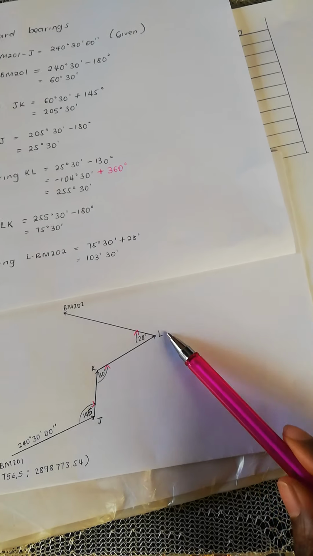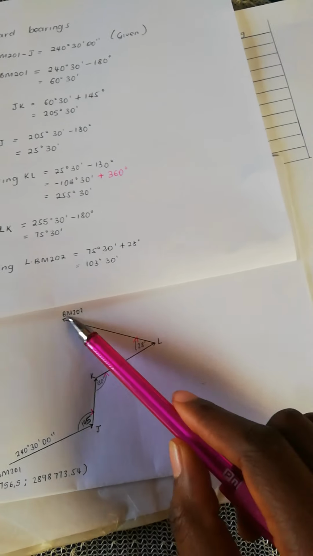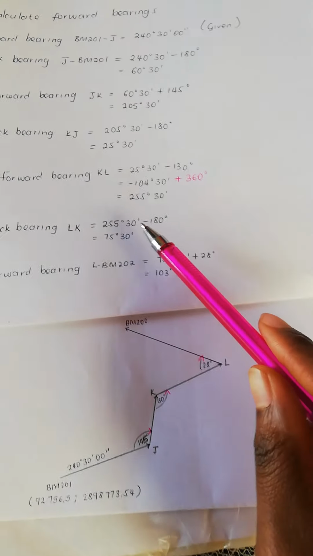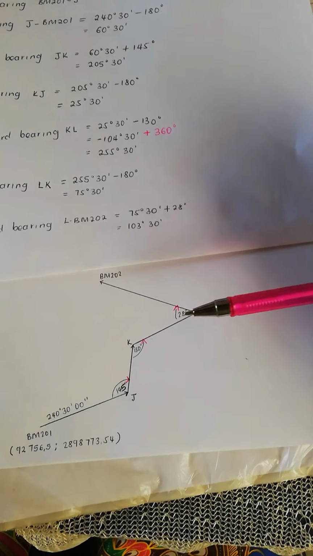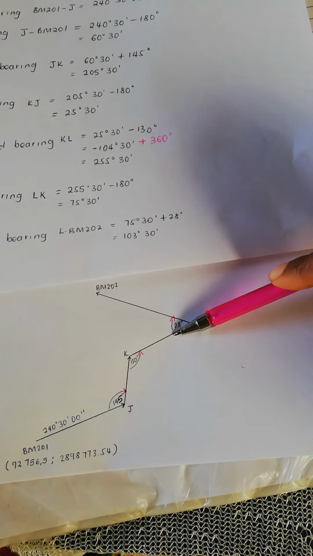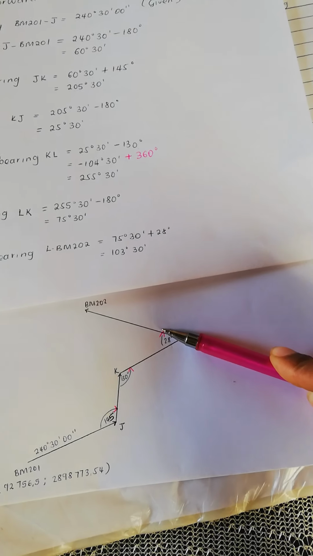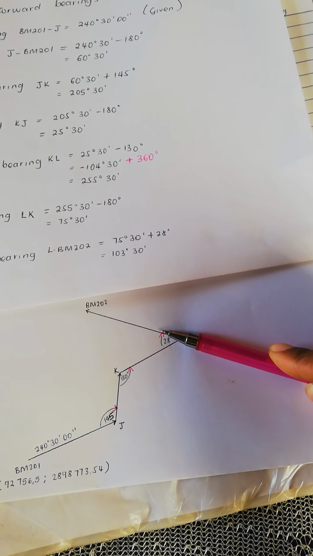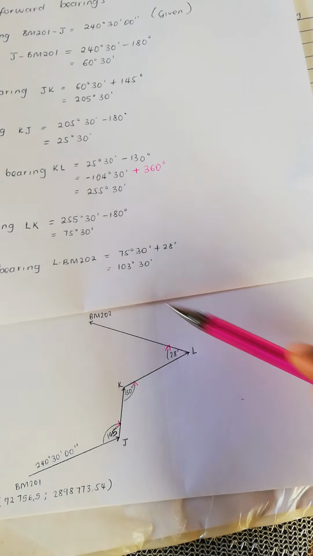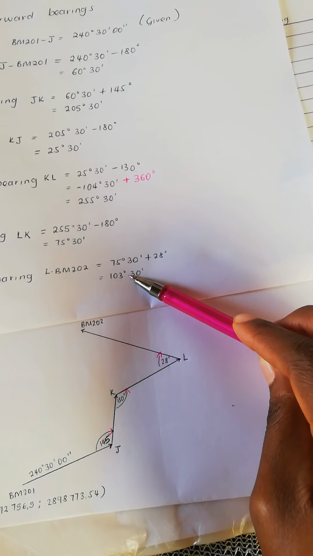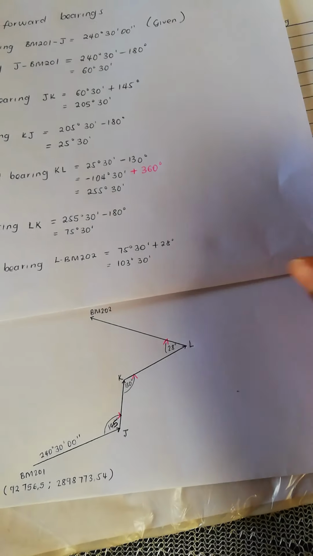Then from there, I need to calculate this bearing. For me to get this bearing, I need the back bearing. So here I calculated the back bearing and I got 75 degrees and 30 minutes. Then I check the direction. I'm moving clockwise, so I'll be adding this angle to my back bearing. And then I got this bearing as 103 degrees and 30 minutes.